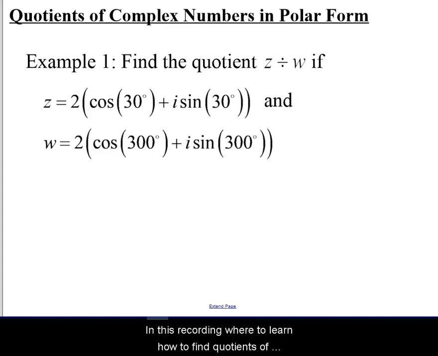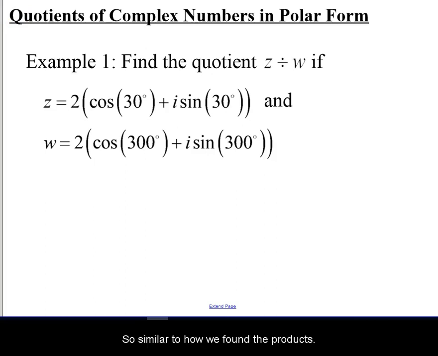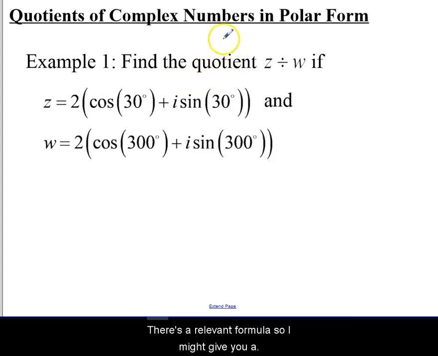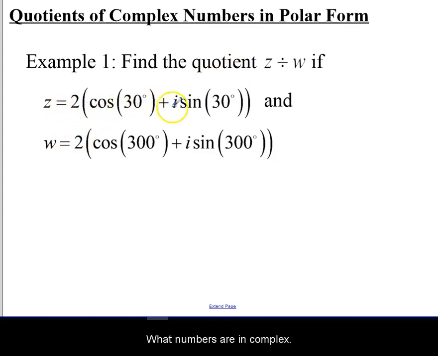In this recording, we're going to learn how to find quotients of complex numbers in polar form. Similar to how we found the products, there is a relevant formula. I might give you a question similar to this, where we're finding the quotient of z divided by w. Both numbers are in complex polar form.